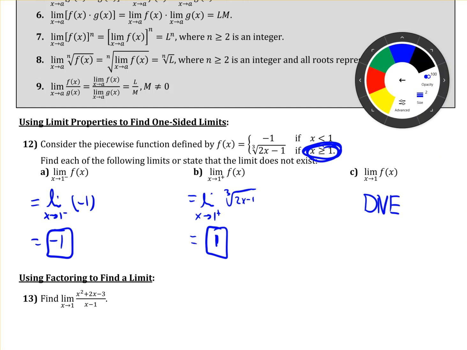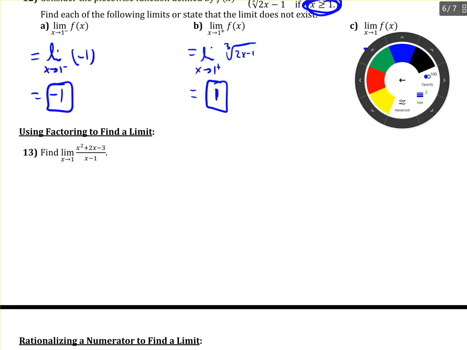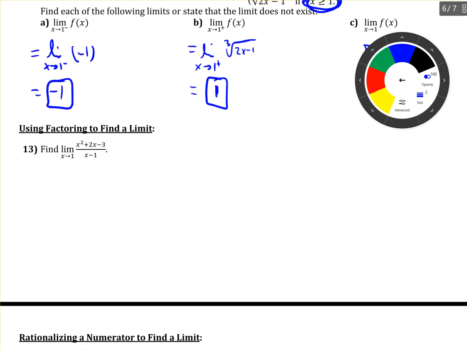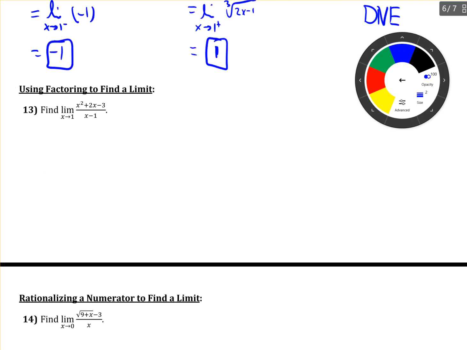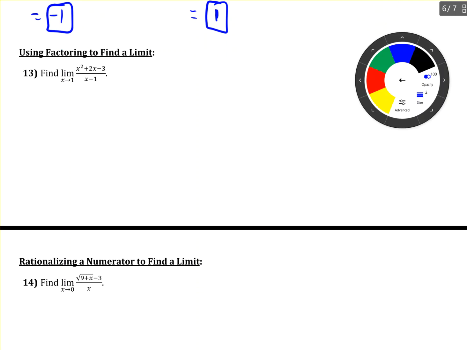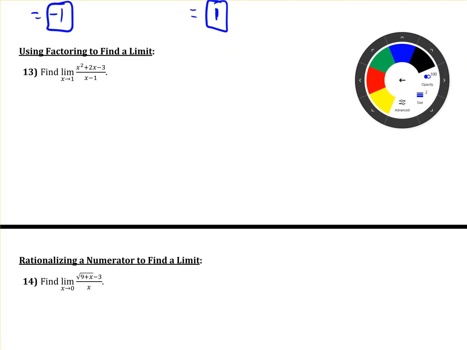All right. So these last two, 13 is not too bad. 14 is going to be a little bit different than anything you've done before. And some of the limits can get tough as we get to the end. We don't really get to the really hard ones in this class, but they can get tricky. All right. So looking at this, find the limit as x goes to 1 of this guy.